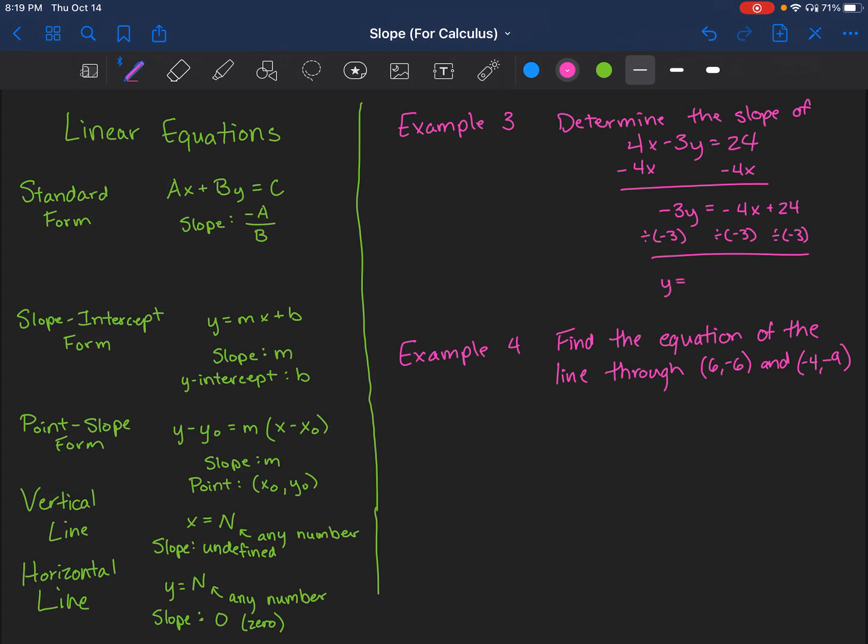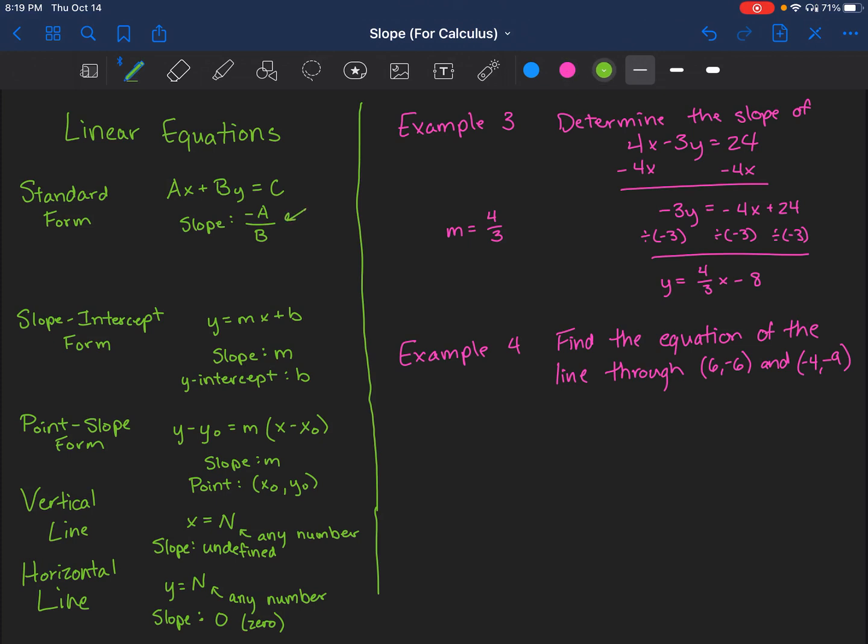And I'm going to do that to everything, not just the first part. And that'll give me y equals negative 4 divided by negative 3 gives me 4/3 x. Again, I really like fractions. And then I'm going to do 24 divided by negative 3, which gives me negative 8. So that is the equation in slope-intercept form, which tells me my slope is 4/3. Again, I could have gotten it with my little shortcut over here.